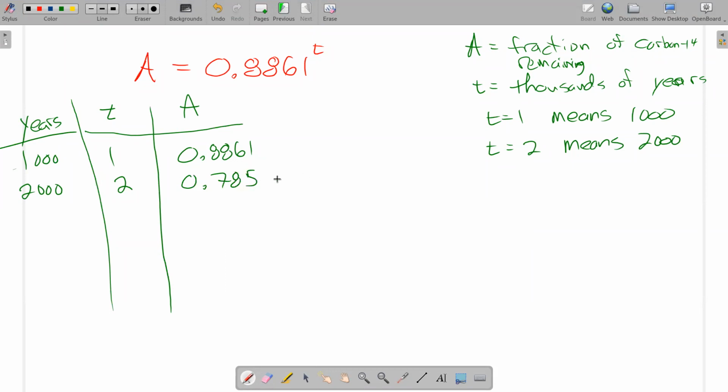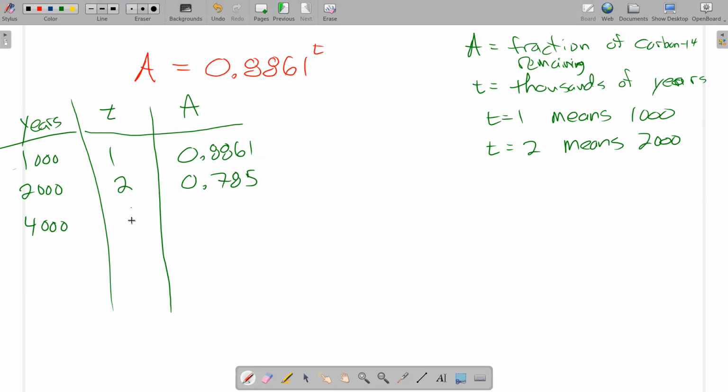In other words, if I die now, 2,000 years from now, if you dig me up and measure how much carbon 14 is in my body, you'll find that I have about 78.5% of what I started with 2,000 years later. You found me as like a mummy under my house. Interesting.